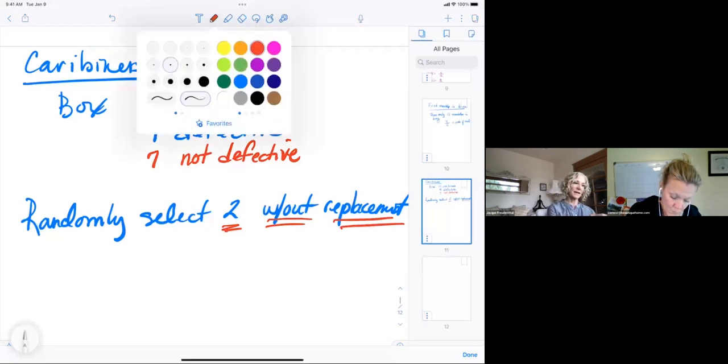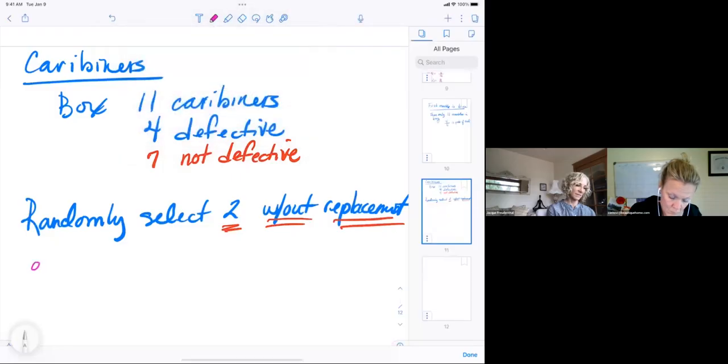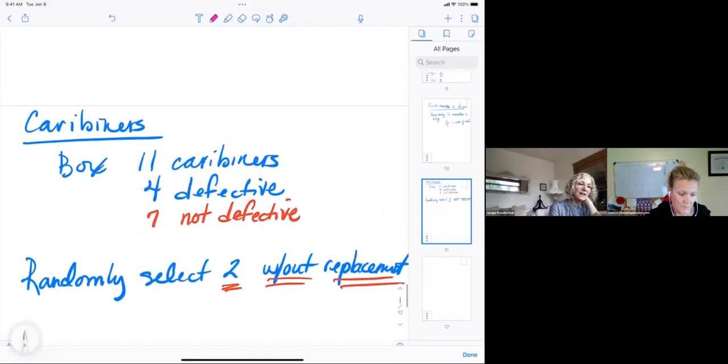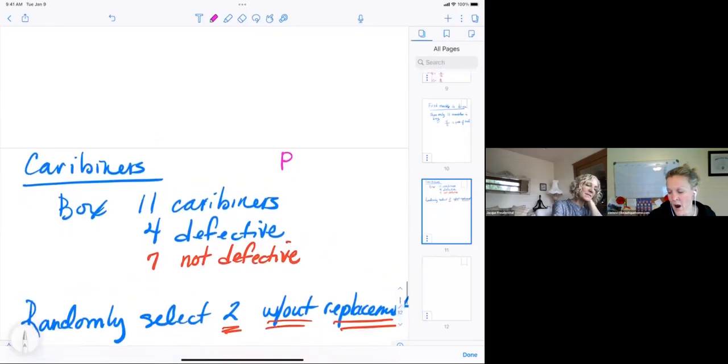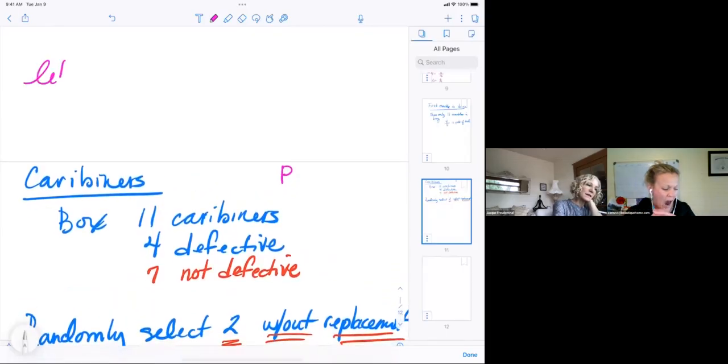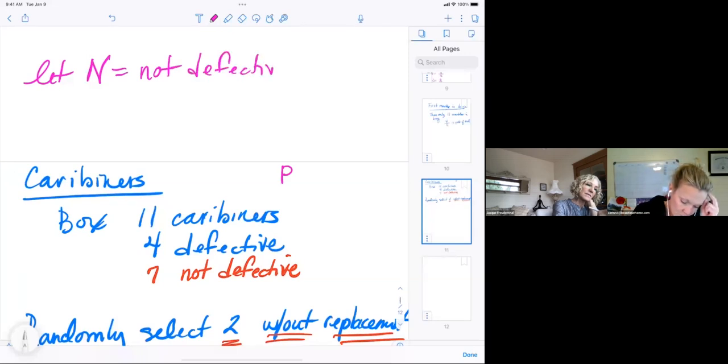So let's go to part A. And it says find the probability that both, let's not go to part A yet. Let's play a little bit more. Let's explore this a little bit more so that we can get a full picture. If I look at just drawing one carabiner, let N equal not defective and let D equal defective.